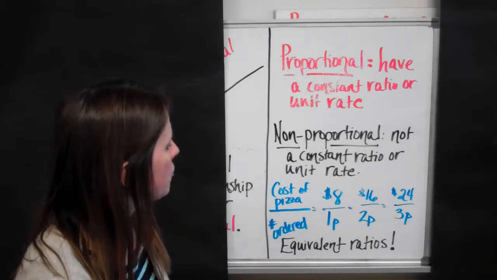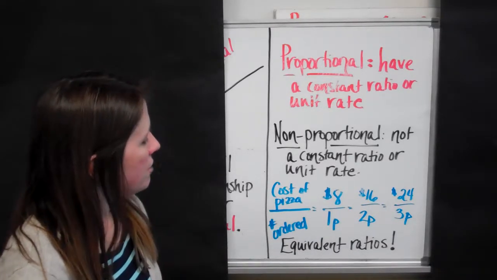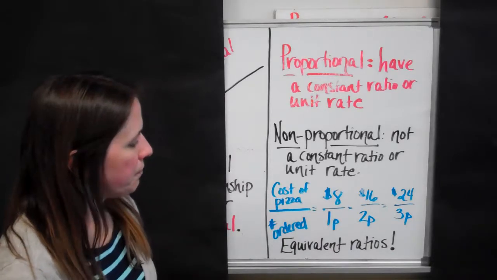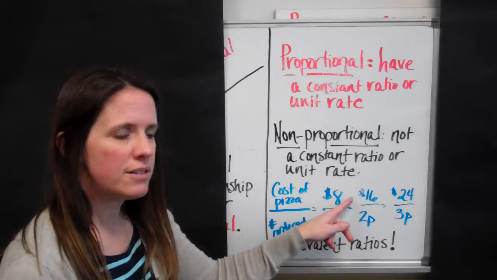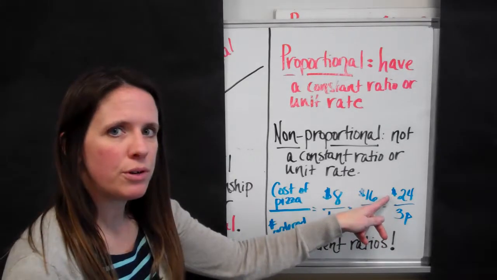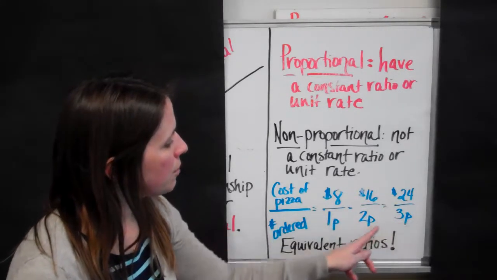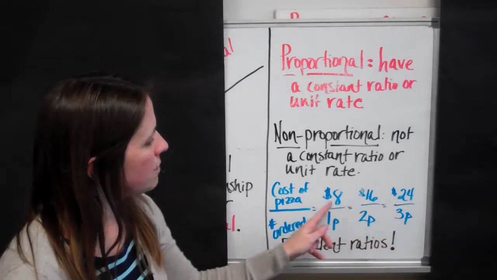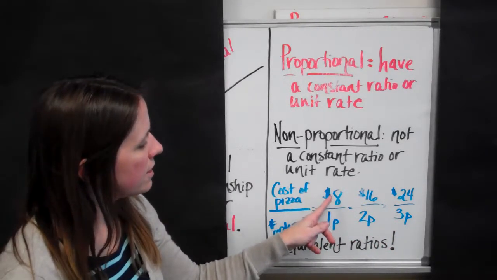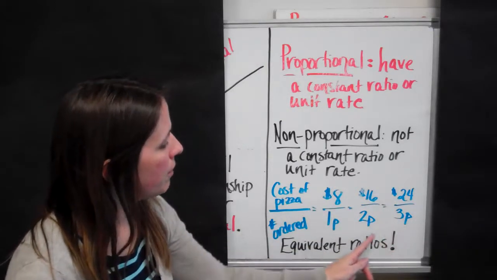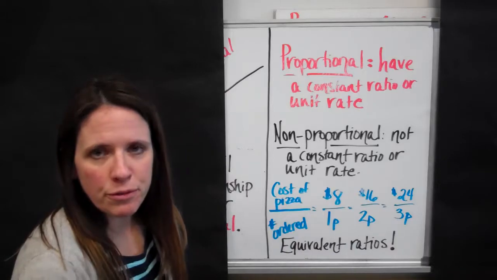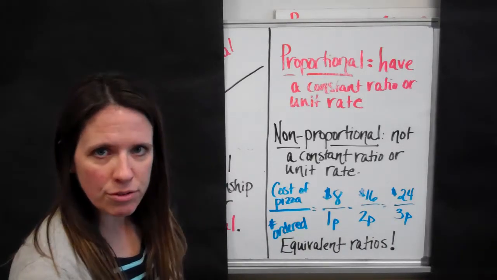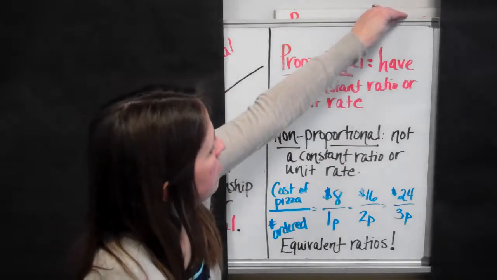So for example, if we're talking about the cost of pizza for number of pizzas ordered, if we order one pizza, it's $8. Two pizzas will be $16. Three pizzas, $24. If you find the unit rate for each of these, it will come down to one pizza is $8. These are all equal, and we can call these equivalent ratios or rates. Your book will refer to it as equivalent ratios. We can also say equivalent rates.